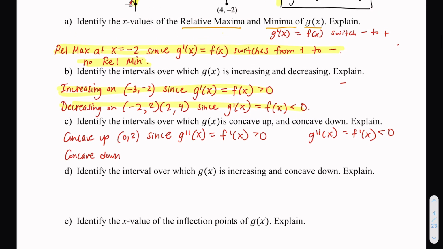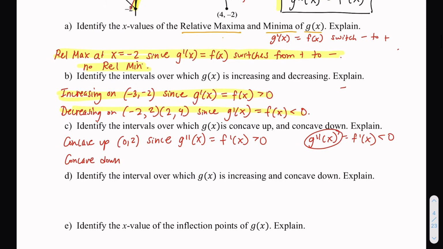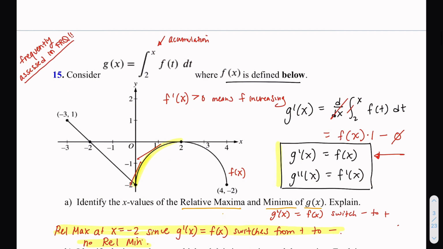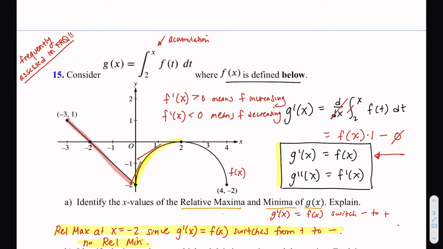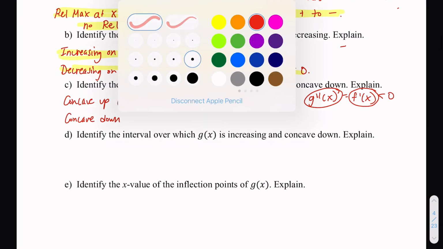And then we'll be concave down where the second derivative of g, which is the first derivative of f, is less than 0. So if f prime is less than 0, that means that the slopes are negative. If the slopes are negative, that means that the original function, f, is decreasing. So where is that true? Well, f is decreasing here to here, as well as there to there. So our answer is negative 3 to 0, and then 2 to 4.